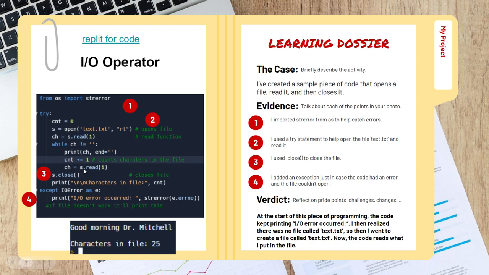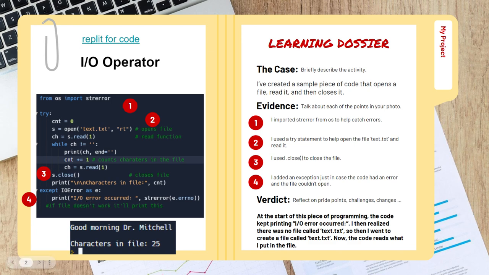In between opening and closing the file, I also added code which counts the number of characters in that file. And this print statement prints out the number of characters in the file. And at point 4, there's an exception. This is just in case there is an error in my code when I'm opening the file. So if there's an error, it'll print out IO error occurred.